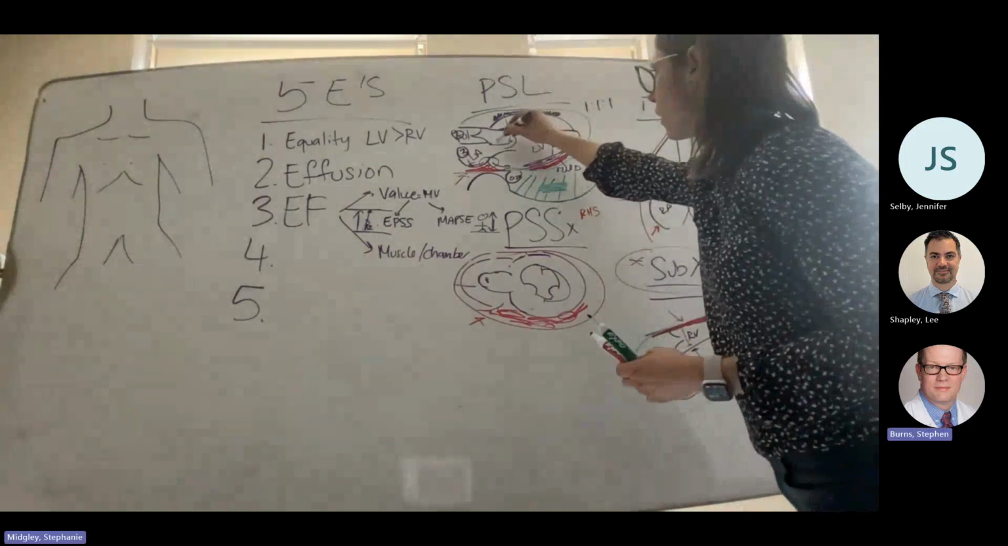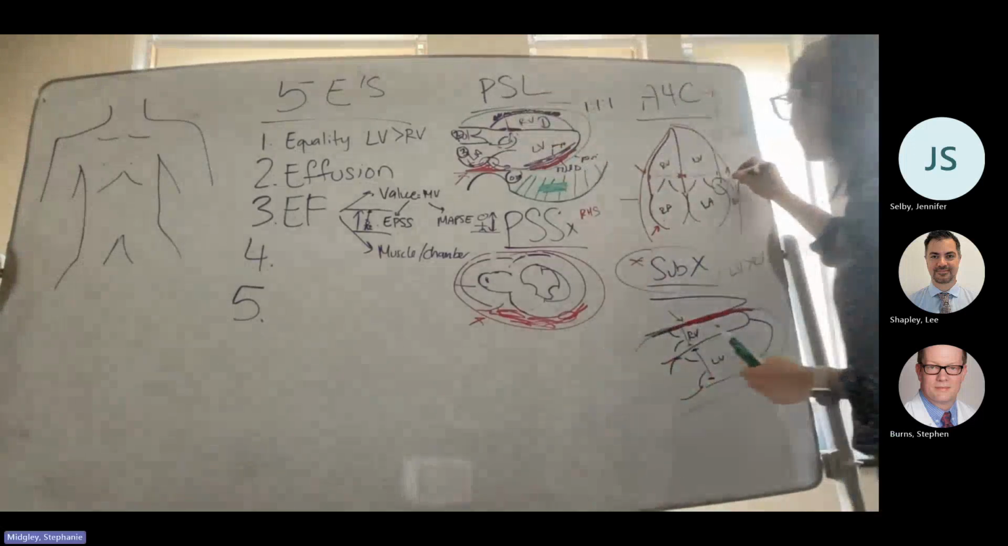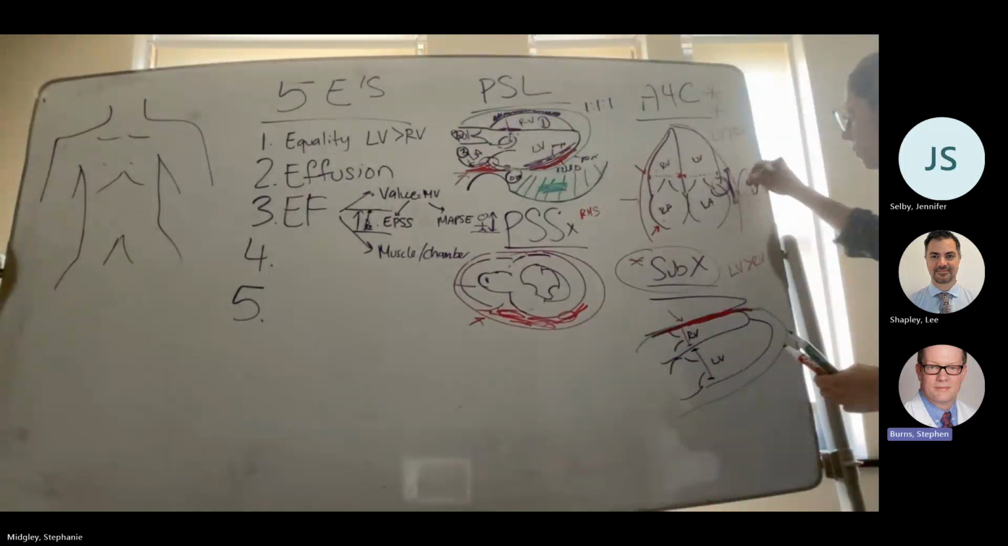So anterior leaflet mitral valve, how close to the septum, and then lateral annulus, how well it moves up and down.